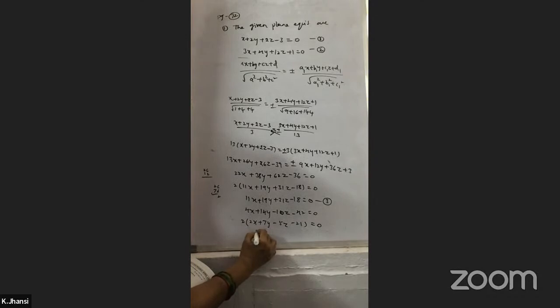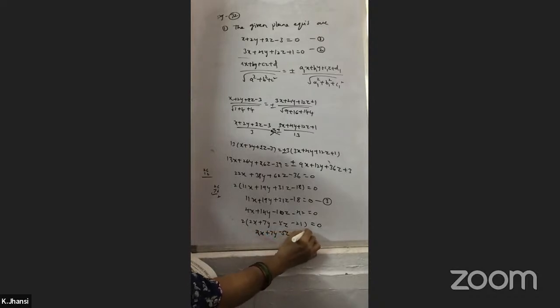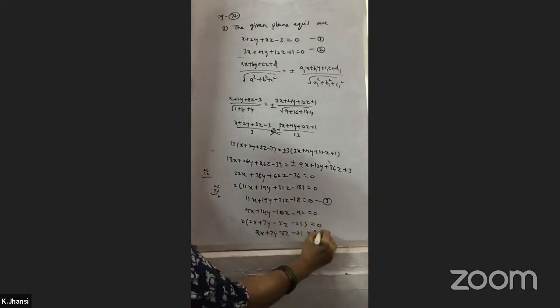Okay, so we'll get it as 2x plus 7y minus 5z minus 21 equals to 0. 2x plus 7y minus 5z minus 21 equals to 0. This is the fourth one. Okay, so now up till here we have found the bisectors of the given plane equations. Now we have to find the angle of bisectors.